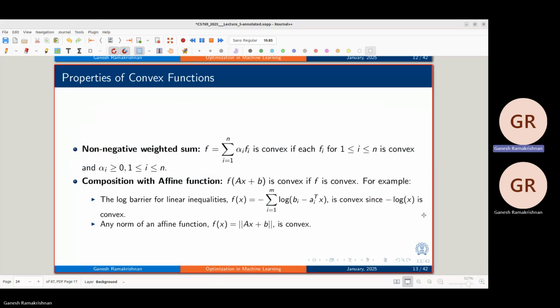The other example I've given here is log applied to an affine transformation. Sorry, negative of log. Why negative of log? Well, negative of log is convex. So we'll take point number 0 for these, which are just examples. Point number 1 is the actual properties.